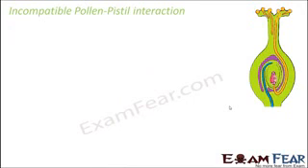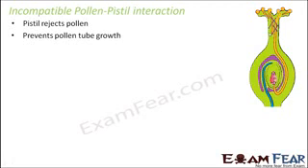What if the pollen pistil interaction is not compatible? In that case, the pistil will reject the pollen. As soon as the pollen comes here, the pistil will reject it. The pollen tube formation will not take place at all, because the pollen grains in that case will not be able to germinate on the stigma. If the pollen tube itself is not formed, the male gametes will not be carried, so they will not reach the ovary. So the male and the female gametes will not be able to meet each other. There will be no fusion and hence no fertilization. That is the incompatible scenario.